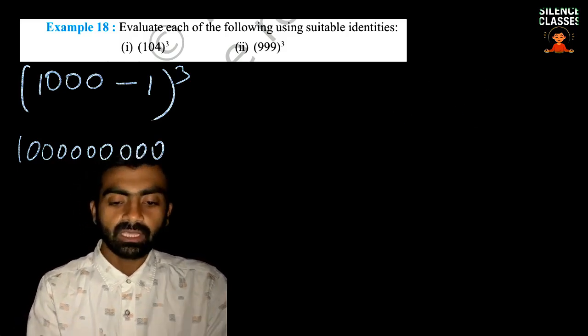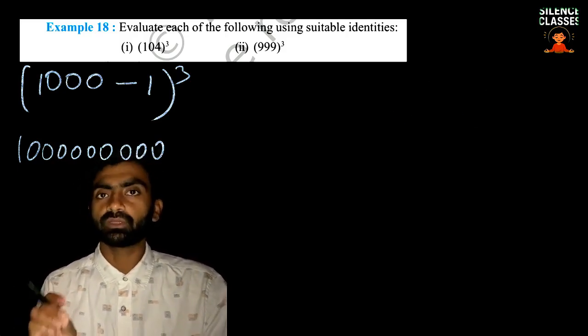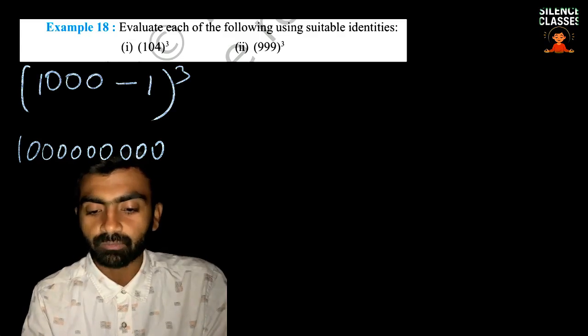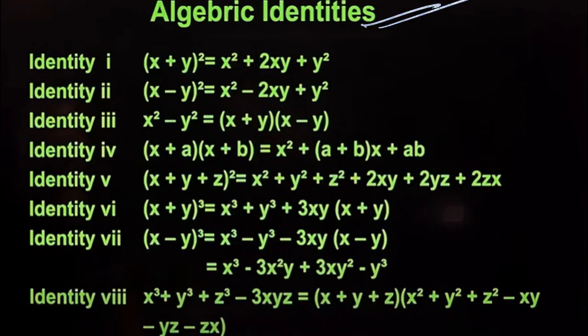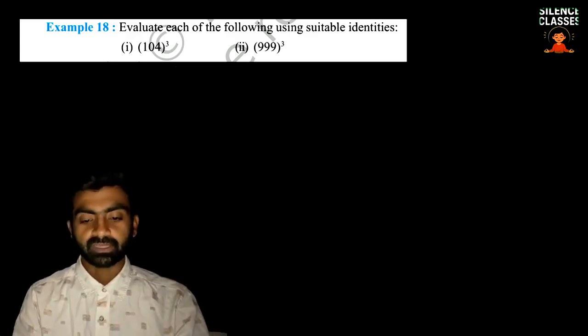over here, for a minus b whole cube, we have to use this particular identity. Over here each sign will become subtraction, means a cube minus b cube minus 3ab times a minus b. Okay, so this one. Now let's move to the second part of this particular question.